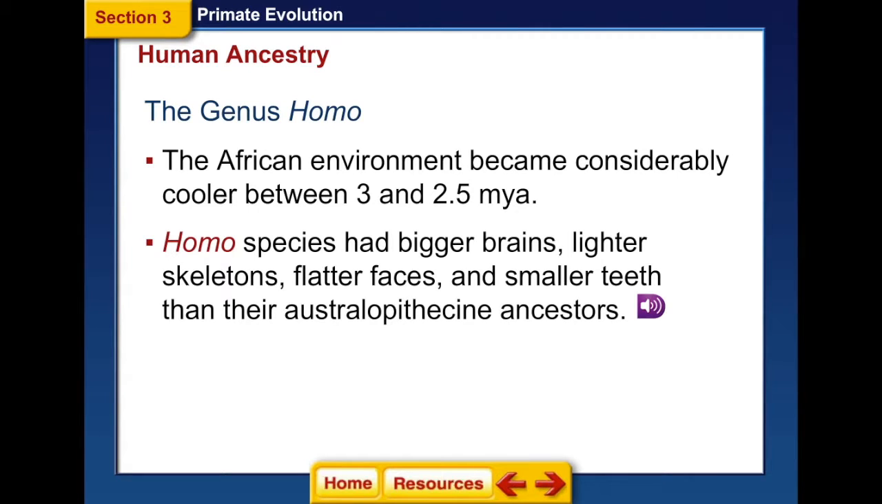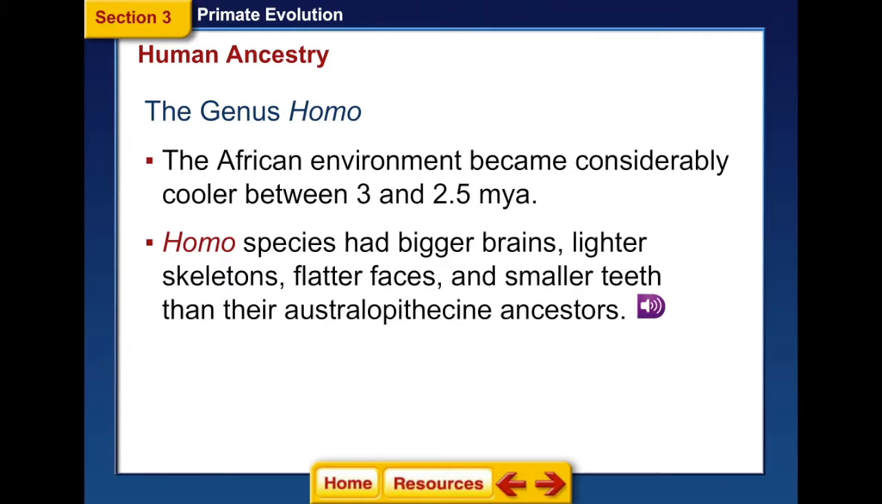Up next, we have the genus Homo. Again, when we talk about genus, when we're basically giving the scientific name to a species, we have genus, and then we have species. So that means that a lot of organisms, a lot of animals, that looked a lot like we do, share that same genus as we do. Again, the genus Homo.